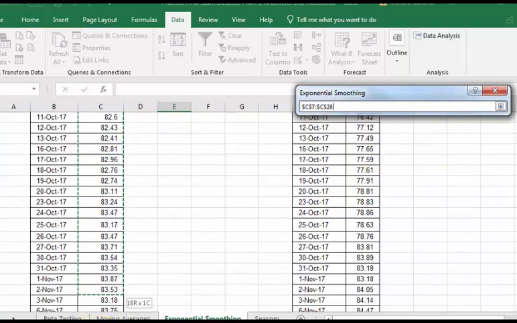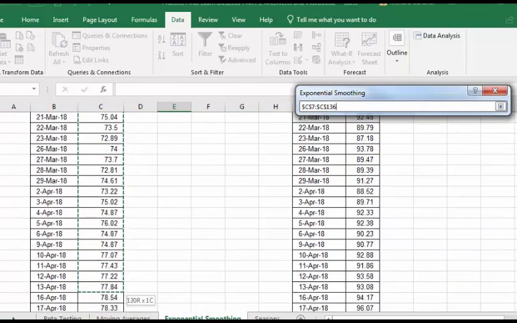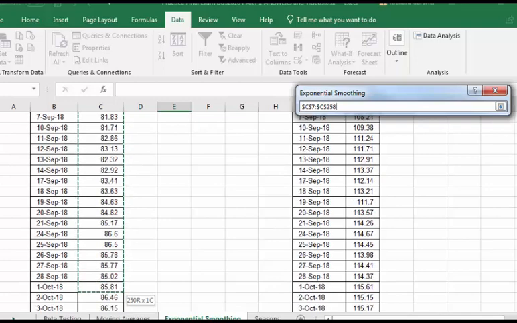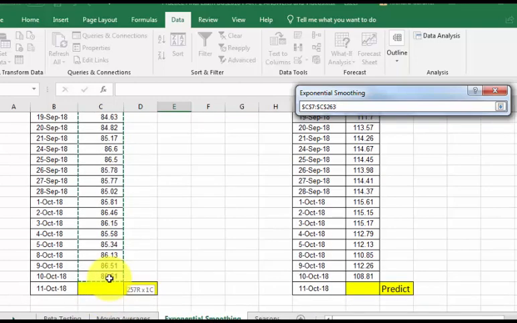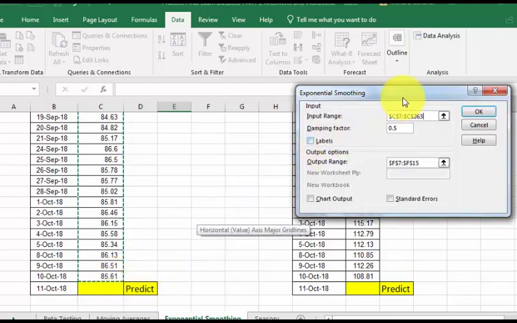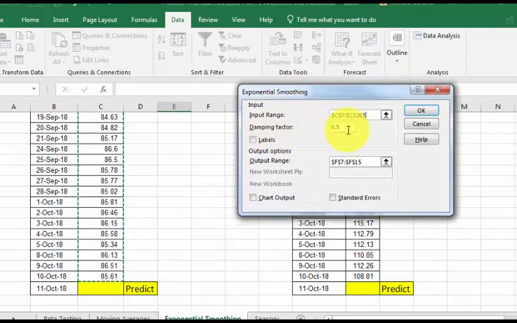We're going to highlight all the data, and it's going to use its perfect math skills to calculate what goes in where. And I'm just going to use the damping factor of 0.5. Remember, the higher the damping factor, the fewer peaks and valleys. So 0.9, you're going to get almost a straight line. 0.1, you're going to get something that looks very similar to the original graph, and that's not what you want. So I'm going somewhere in the middle.